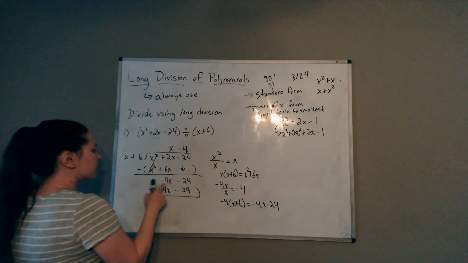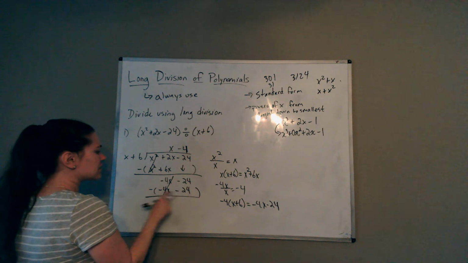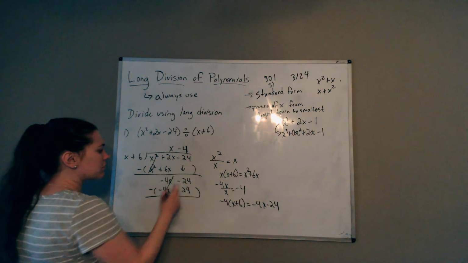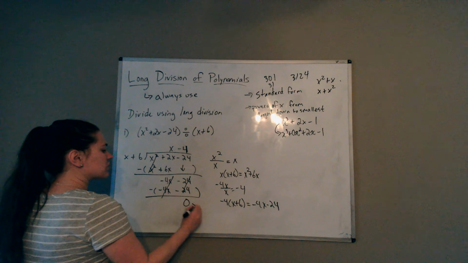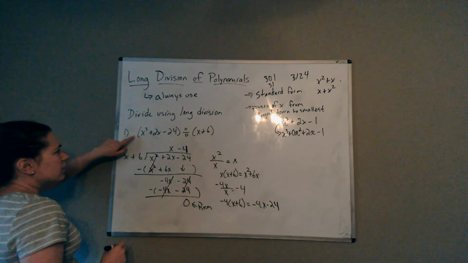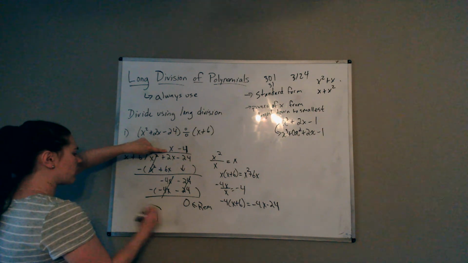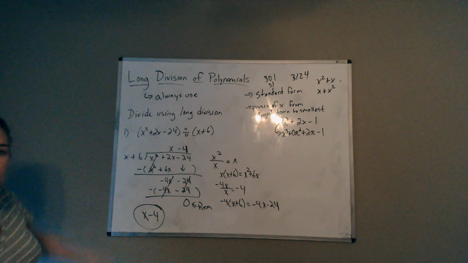Okay, negative 4x minus negative 4x, they cancel. Negative 24 minus negative 24, that's negative 24 plus 24, they cancel, so that means that this has a remainder of 0. So the quotient is x minus 4. So it has no remainder.